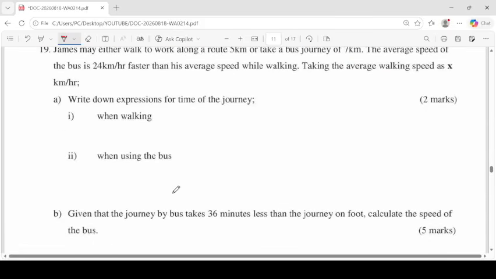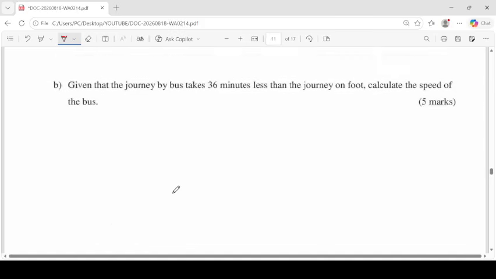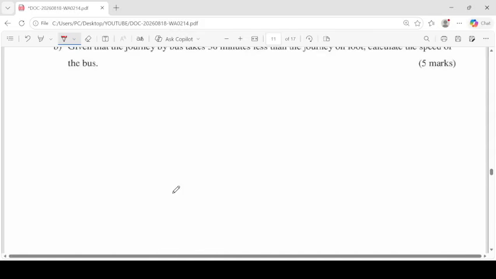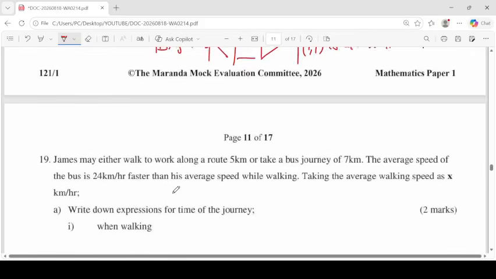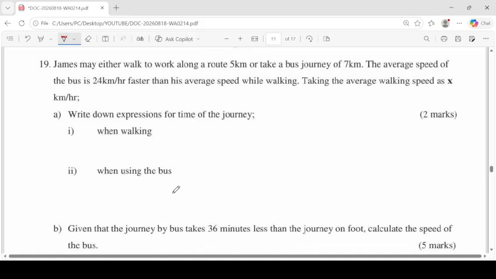Let us look at question number 17, so that we can visualize it and agree exactly on what has to be done. So not 17, but question number 19. We are getting to question number 19. I think we are progressing very well.